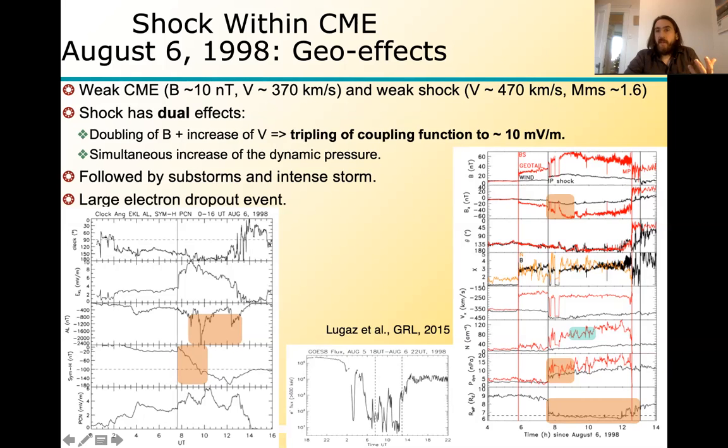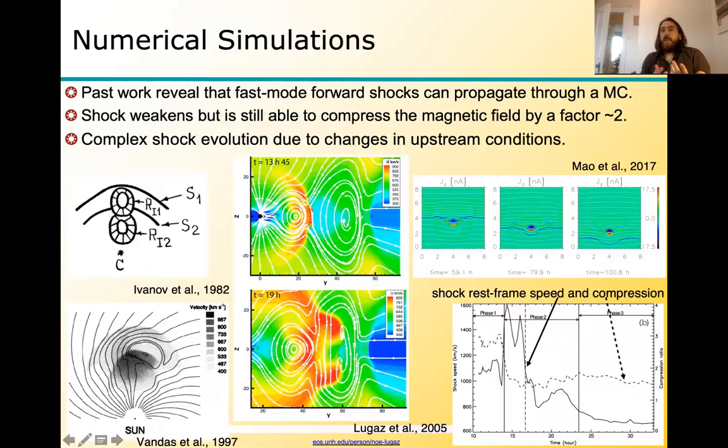Again, this is the simultaneous effect of the compression by the dynamic pressure and the erosion by the Bz south in this case. So obviously, the shocks inside coronal mass ejections have also been studied numerically, starting with Vandas in the late 90s. Actually Ivanov did a simulation, but really represented this pretty much the way we do now, back in the 80s. Simulations that I did, simulations also I've done.